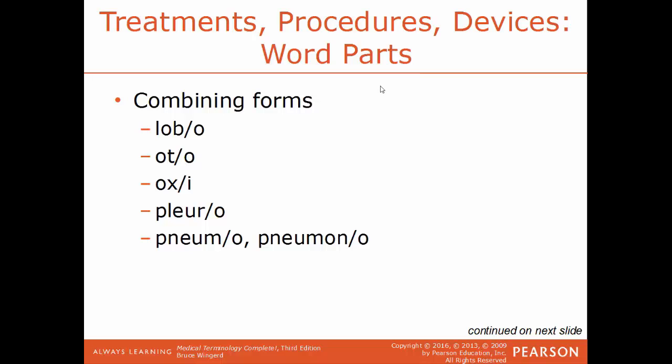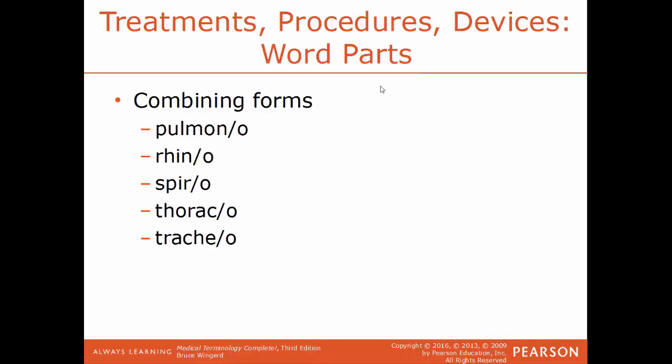Pleuro is a reference to the pleura, the membranes that wrap around the lungs and the inner lining of the thoracic cavity. And pneumo or pneumono is a reference to the lungs, or to air or gas. Pulmono is a reference to lungs. Rhino is a reference to the nose. Spiro is a reference to breathing, the action of breathing. Thoraco is a reference to the thorax or the chest, the thoracic cavity. And tracheo is a reference to the trachea, the windpipe.